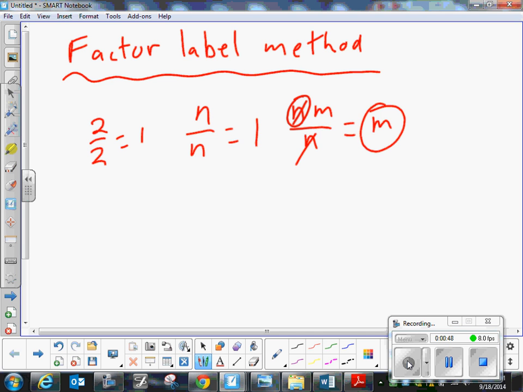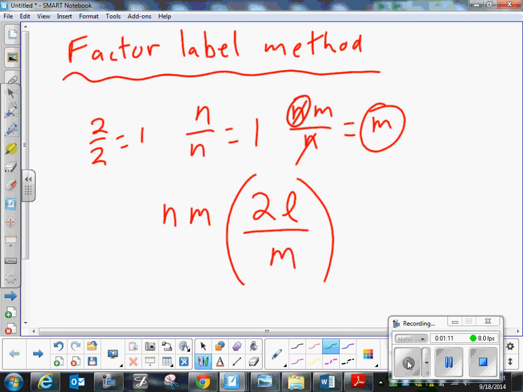What if we did something like this? We had nm, and then we have a factor over here, and we call these conversions. We also call these relationships. But if we had like 2L up here and we have an m down here, and this is stuff that I'm hoping you know from math, this cancels out because this is on the bottom of the divisor line, and so it cancels out what's on top. So then our answer would be 2ln.